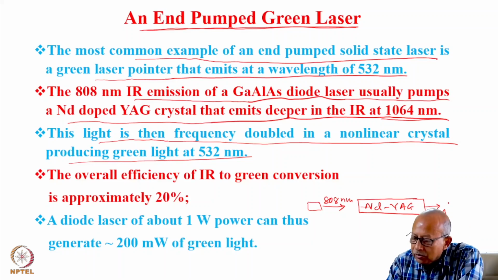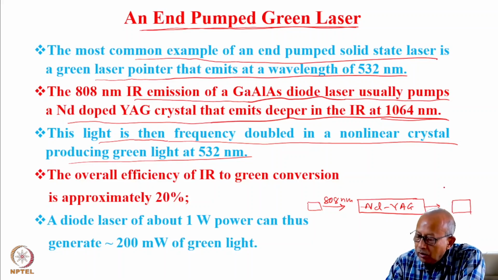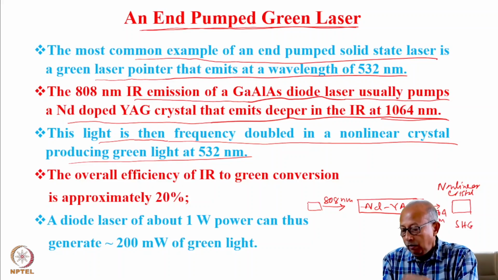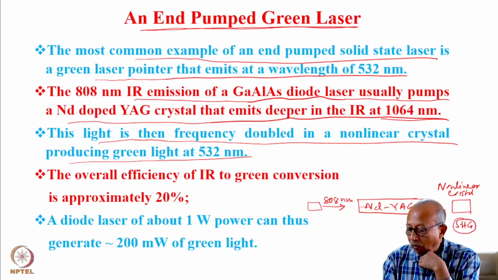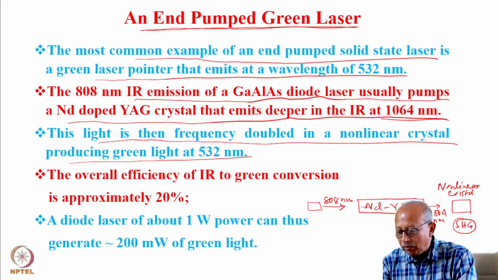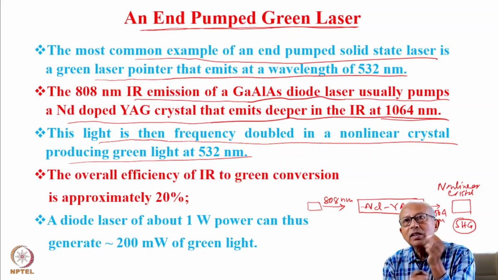This is a nonlinear crystal. You shine this light onto a nonlinear crystal and it actually frequency doubles. That is called second harmonic generation. This is a nonlinear process by which you can convert light at one frequency into light at another frequency. Unfortunately, I cannot explain the underlying physics here, which is outside the scope of this course.